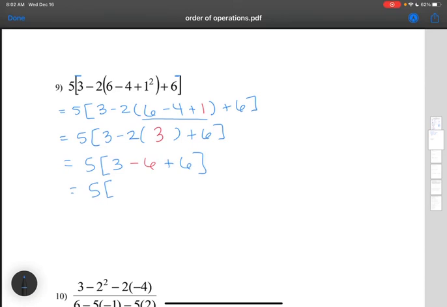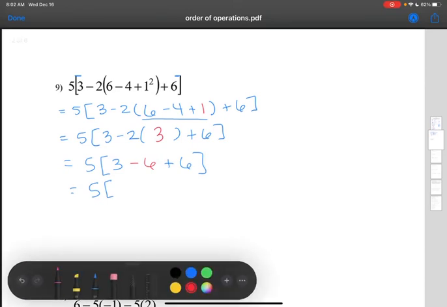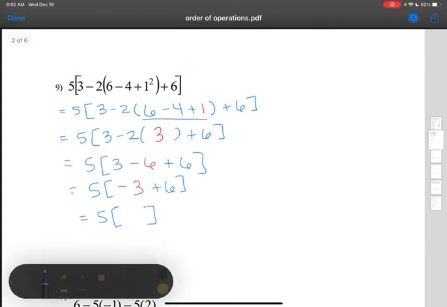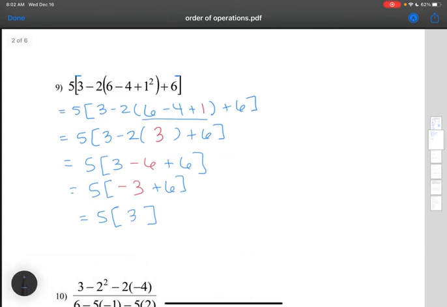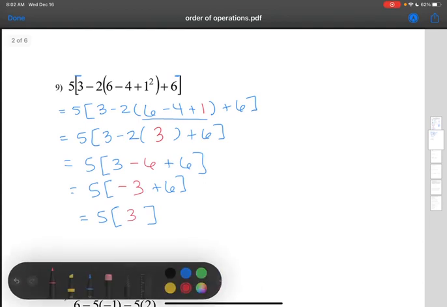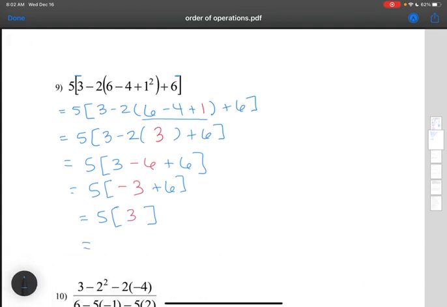So the addition, subtraction, same level. So I'm going to do that 3 minus 6 to get a negative 3. Bring down the plus 6. And what's remaining in the bracket, we have a negative 3 plus 6. That would give me a 3. Lost my pen there for a minute. Oops, let's erase that so it's in a different color for you. That is now a positive 3, and 5 times 3 is finally that 15.